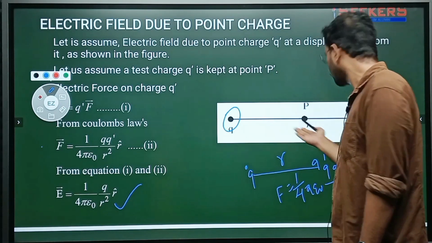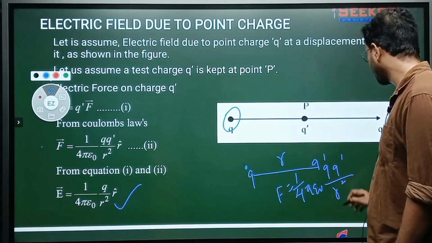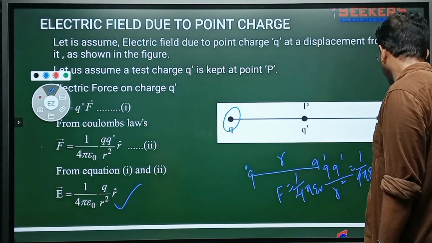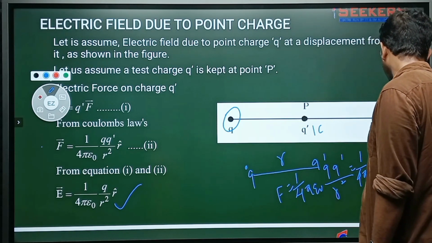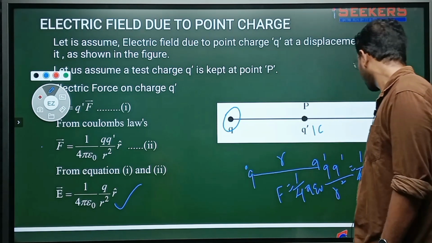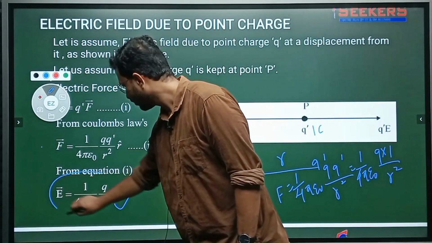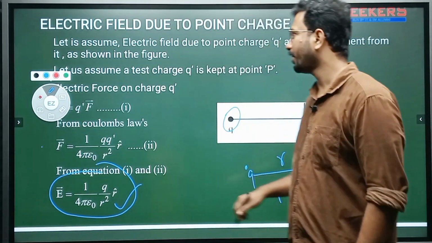But suppose there is no Q dash here, there is only 1 coulomb of charge. How much force will be exerted? In place of Q dash, we can write 1 coulomb, so it will become 1 by 4 pi epsilon naught Q by R square, which is the same as here. This is the electric field intensity due to a point charge.